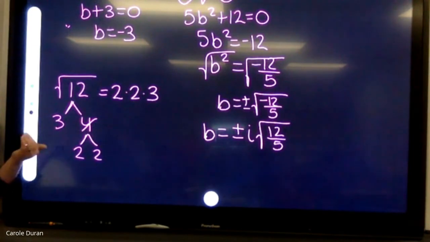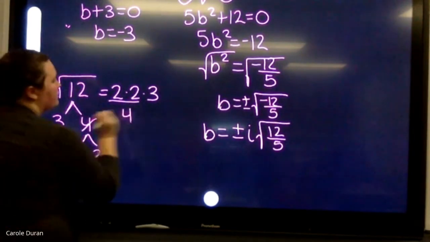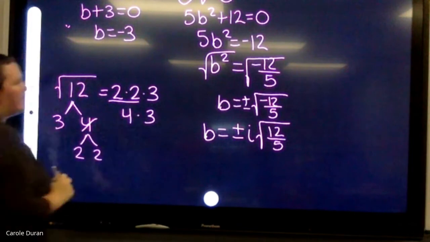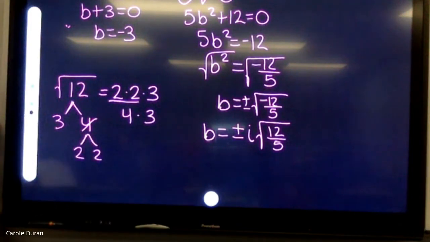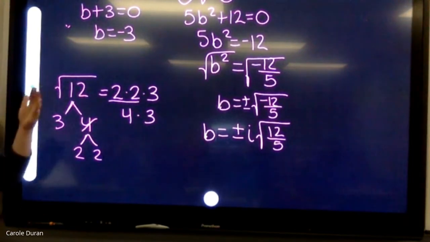So when I have my prime factorization, I look for matching pairs. Do I have any? Yes, I have a 2 and a 2 I can put together. 2 times 2 is 4. And then I drop the 3 down because it can't combine with anything. Not everybody recognizes that 4 is a perfect square, so we break it down all the way and then build back up.